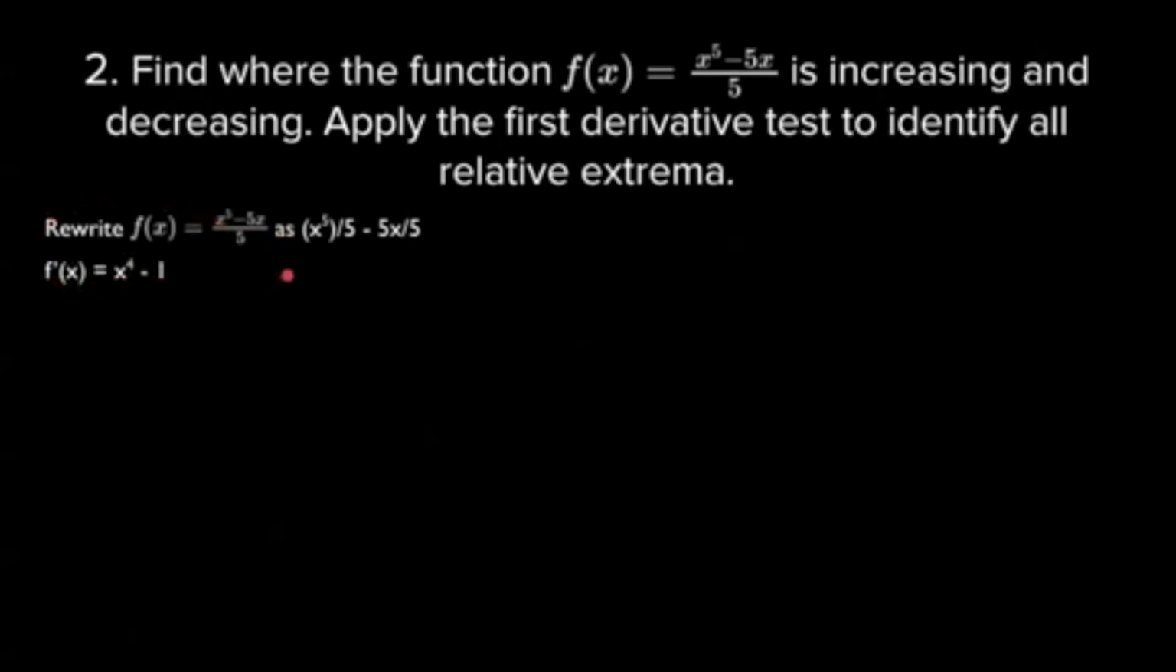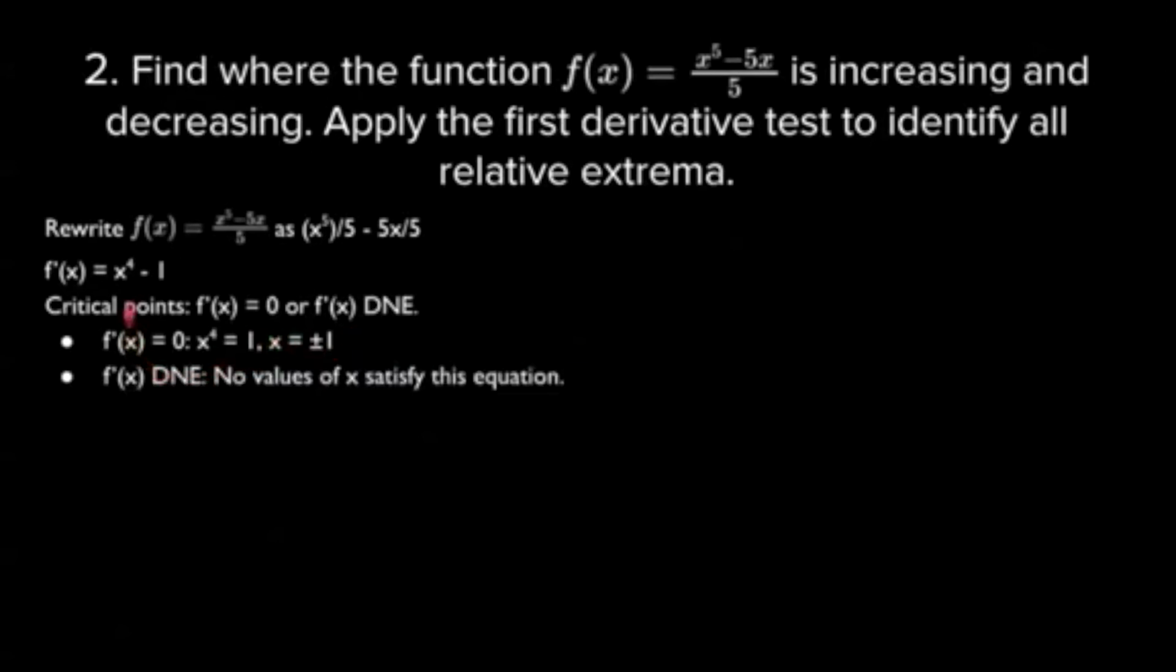The next step will be finding the critical values. So to find the critical values, you either set the derivative equal to 0 or find the values in which the derivative does not exist. So when we set the derivative equal to 0, we get x to the fourth minus 1 equals 0. Then we add 1 to both sides, so x to the fourth is equal to 1. Then we take the fourth root of both sides and get x is equal to plus or minus 1. So it's equal to both positive 1 and negative 1, and those are our critical points. And there are no values that we can plug into the derivative for having it not exist, so we don't have to worry about that in this problem.